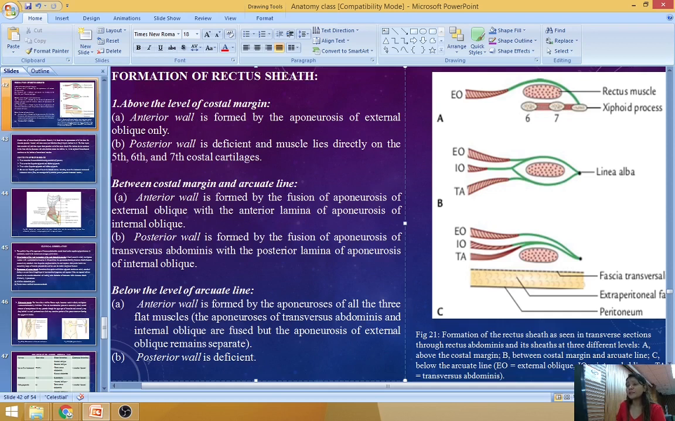Between the costal margin and the arcuate line, you see the posterior wall, it is not deficient here. In between it is not deficient, above and below it is deficient.